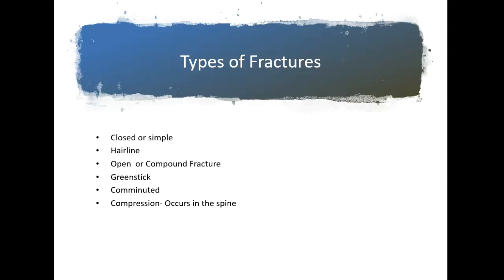Types of fractures. You can have a closed or simple fracture, a hairline fracture, an open or compound fracture, which is where the bone has come through the skin. Greenstick is where it's kind of splintered, but it's not all the way through. Comminuted means that there's little pieces. It's kind of crushed. Often a comminuted fracture would be one that needs pins to get those pieces back together. And a compound fracture, they use pins too. Compression fracture occurs only in the spine and is when the vertebrae compress against each other.